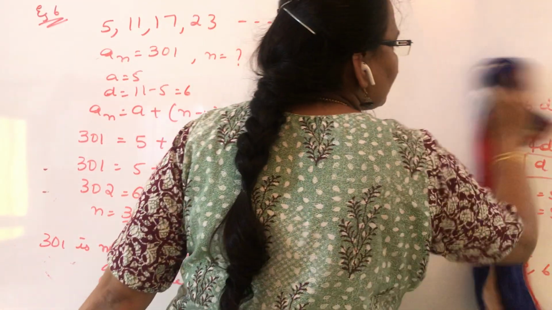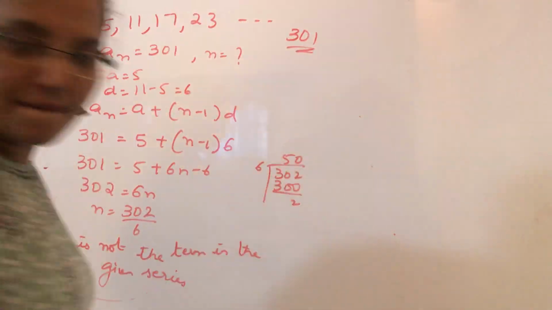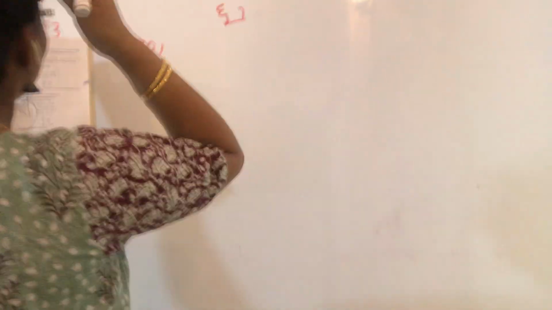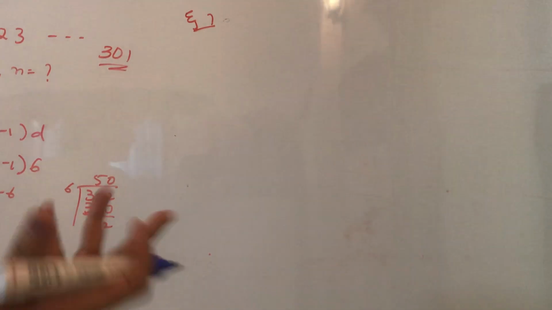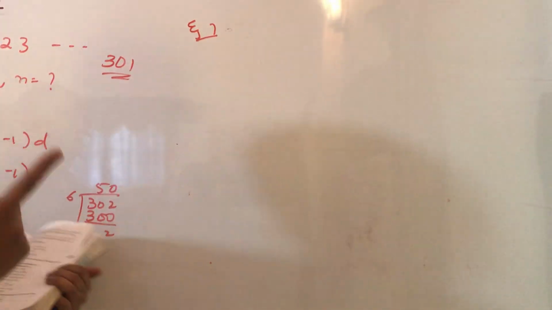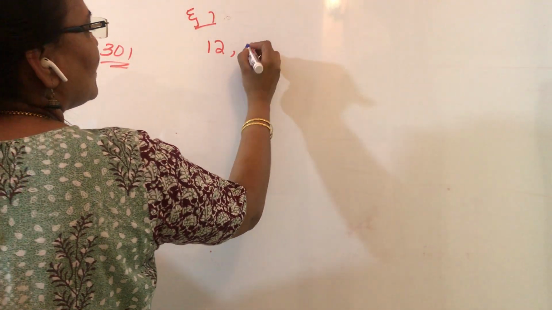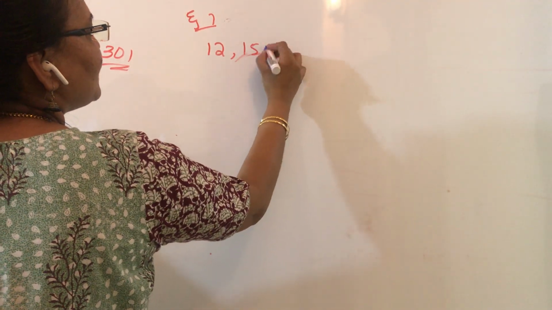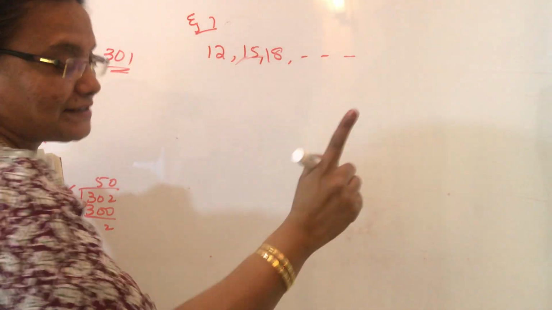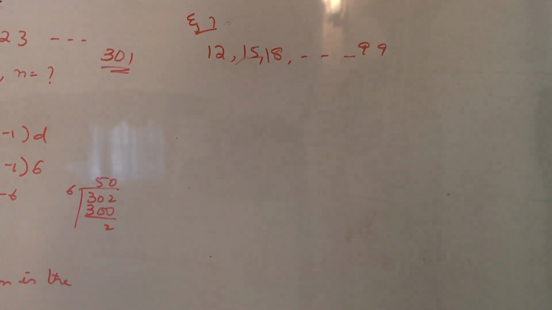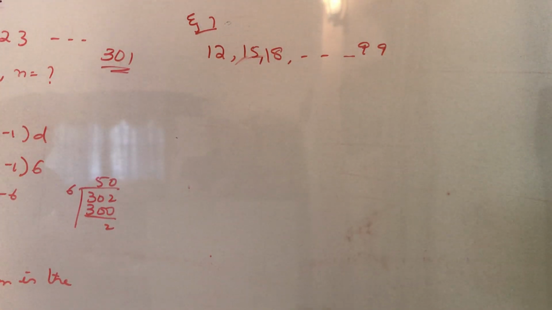Example 7: How many 2-digit numbers are divisible by 3? 3 table. Which is the first 2-digit number divisible by 3? 12, and then 12, 15, 18 goes on, and the last one is 99. This you should know, otherwise divide and see. That's it. How many 2-digit numbers are divisible by 3?